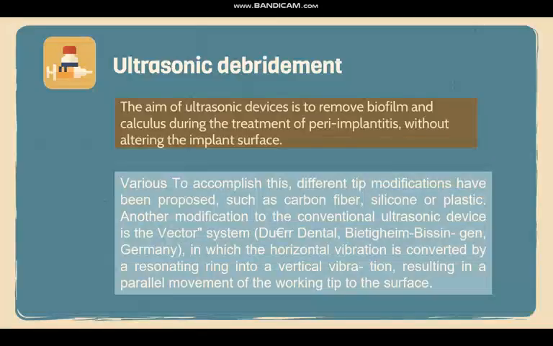exposed implant surface. Ultrasonic debridement. The aim of the ultrasonic device is to remove biofilm and calculus during the treatment of peri-implantitis without altering the implant surface. To accomplish this, different tip modifications have been proposed, such as carbon fiber, silicone, or plastic. Another modification to the conventional ultrasonic device is the Vector system, by Dürr Dental, Germany, in which the horizontal vibration is converted by a resonance ring into vertical vibration, resulting in parallel movement of the working tip to the surface.